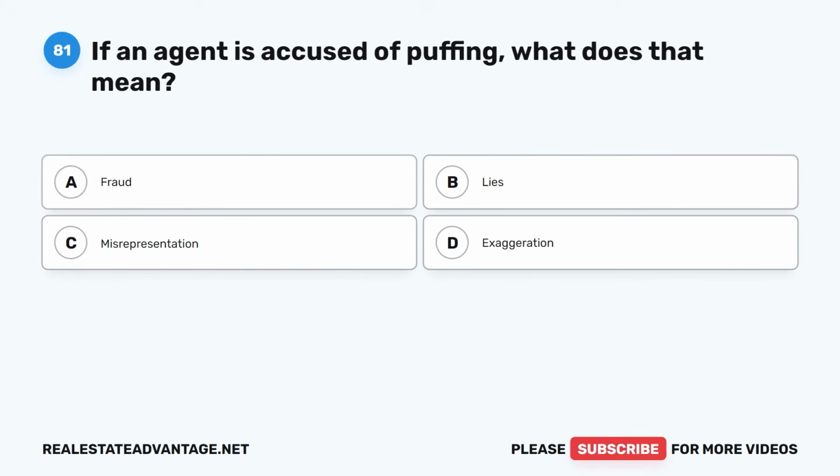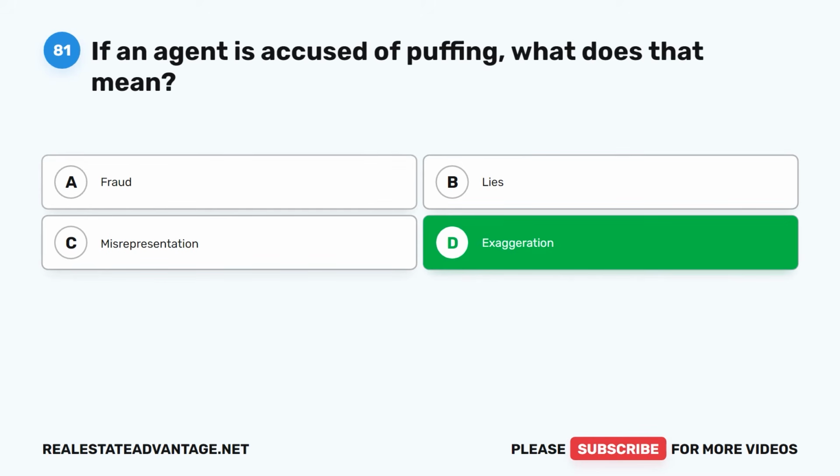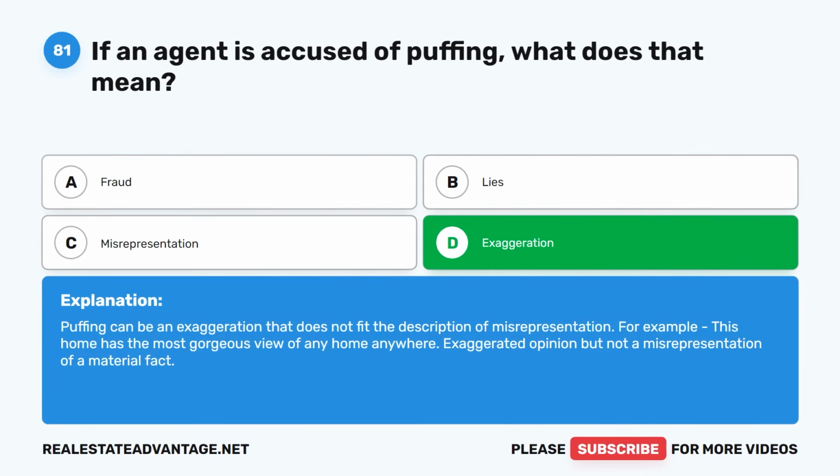A. Fraud. B. Lies. C. Misrepresentation. D. Exaggeration. The correct answer is D. Exaggeration. Puffing can be an exaggeration that does not fit the description of misrepresentation. For example, this home has the most gorgeous view of any home anywhere. Exaggerated opinion, but not a misrepresentation of a material fact.